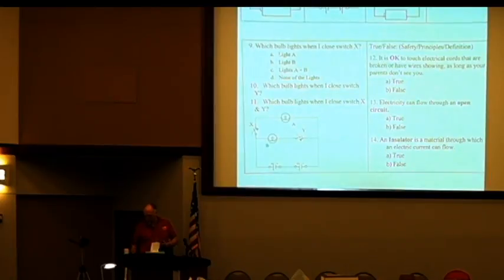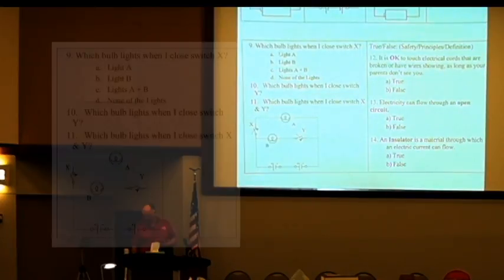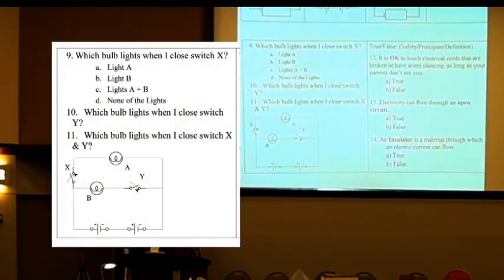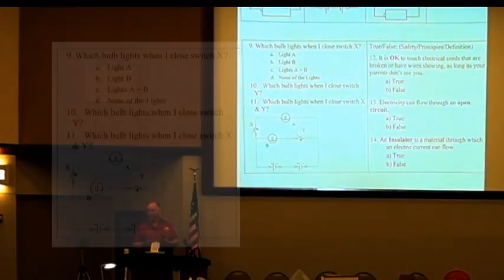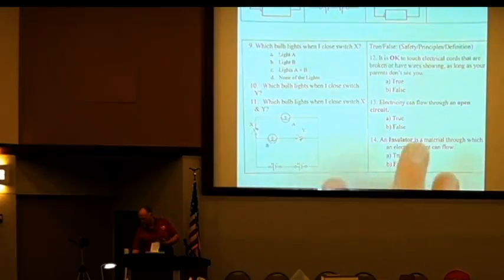What happens when I close X and Y? A and B, and that's the correct answer, A and B, okay? It could be none of the above. Sometimes I've drawn circuits where it's none of the above. So you do have to check on this type of question, okay?